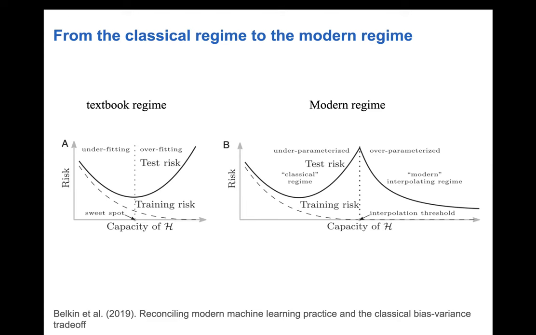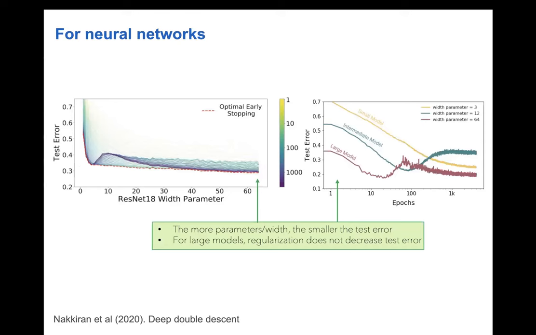This phenomenon is reported in Belkin's paper, reconciling modern machine learning practice and the classical bias-variance trade-off. This phenomenon is observed in practice on random forest and also random features models. Later, we will also observe exactly the same phenomenon in neural networks. This is a 2020 paper called Deep Double Descent.